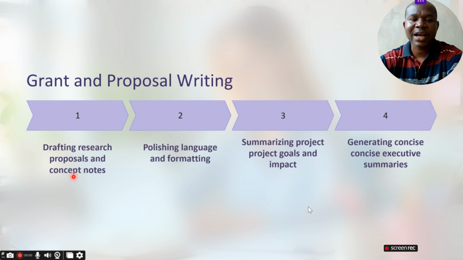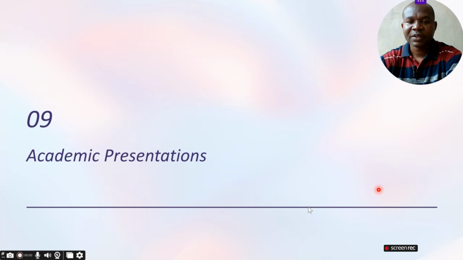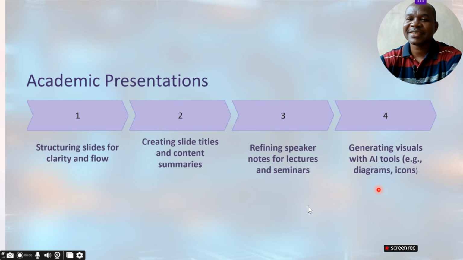Drafting research proposals and concept notes, polishing language and formatting, summarizing projects, goals and impact of that particular project. How about generating a concise executive summary? Now, the ninth point here is academic presentation. Artificial intelligence has actually covered different areas. ChatGPT is a very powerful tool for designing your presentation slides.